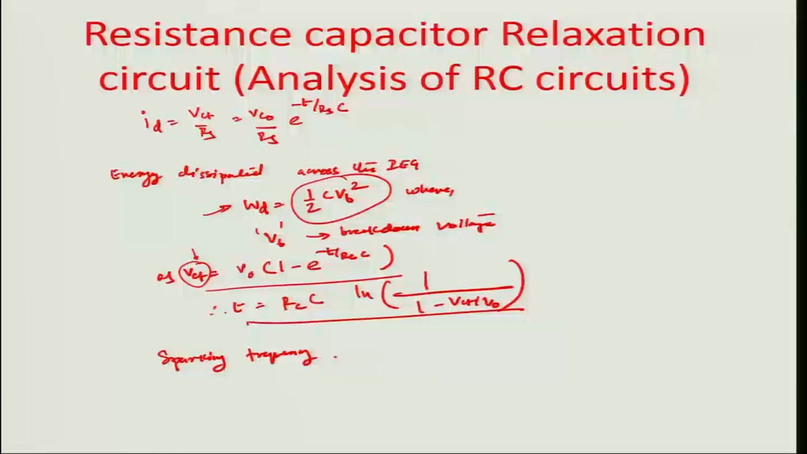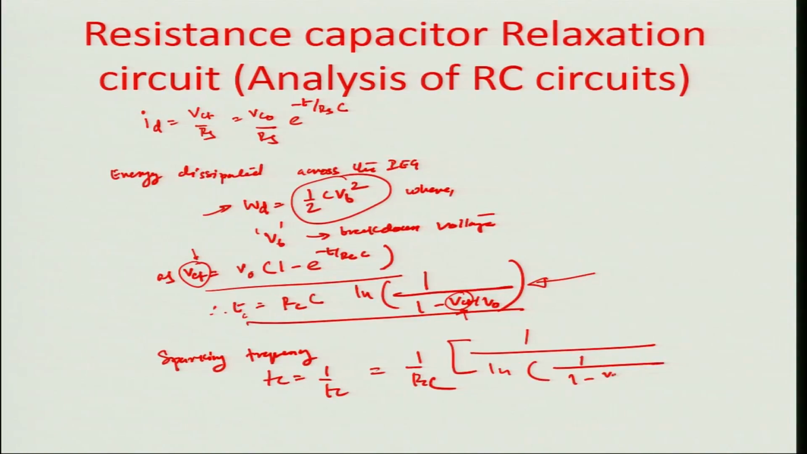So the TC can really be estimated through this, whatever operational voltage you operate the circuit at, and the sparking frequency FC would be 1 by TC, which is 1 by RC times 1 divided by ln of this whole term, 1 divided by 1 minus VCT by V0. So that's what the sparking frequency is going to be in this particular case.